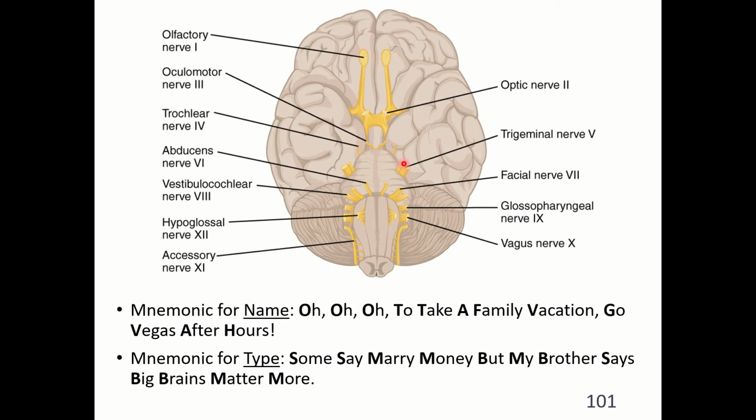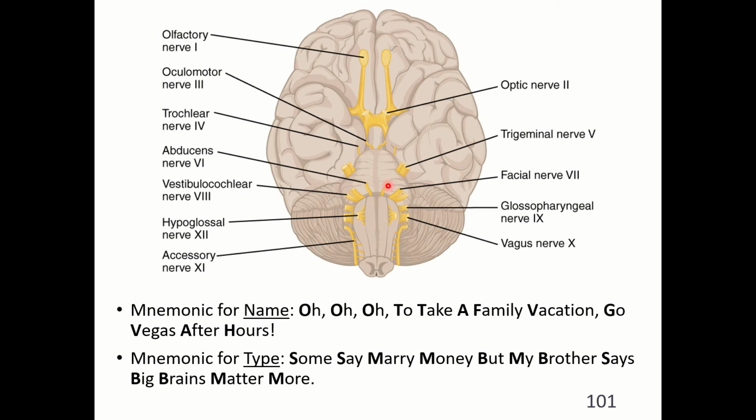Trigeminal is number 5. It's a very large nerve, and it branches 3 times. That's what tri means. It is an important sensory nerve, for the sensations of touch, temperature, and pain in your face. And it also is motor. It moves your chewing muscles when you eat and talk.